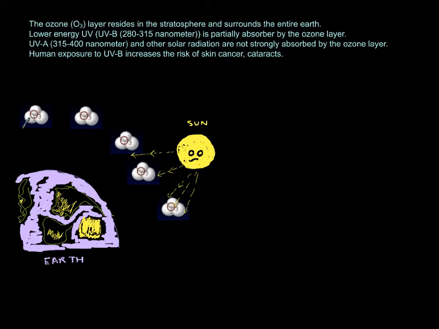The ozone layer protects us from UV light, especially UVB, which causes skin cancer. UVA penetrates through and comes to Earth, but UVB stops here and destroys the ozone layer that is trying to stop it. Now let's just look at how this destruction takes place.